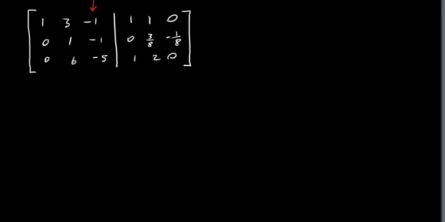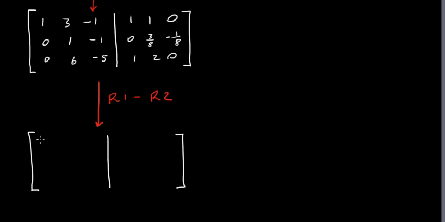Okay, next step. Now I'm going to take row 1 and I'm going to subtract row 2. So I'm going to end up with a 0 here. Minus 1 minus minus 1 will give me a 0 up here. So I'm going to take row 1 and subtract row 2. So let's do that. So row 1 minus row 2.